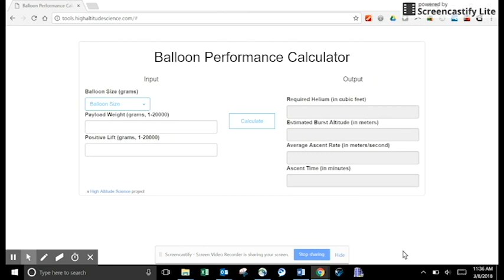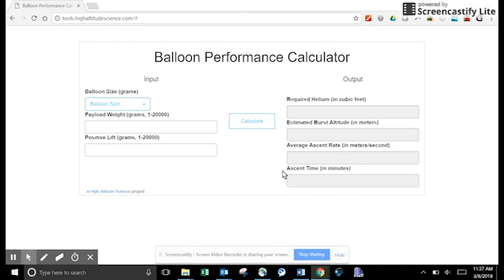So you, me, and whoever else is responsible for this feat in slow motion aeronautics will really need to use this tool, understand it, and with it, we will be able to determine the amount of helium that we need to put into our space balloon to do a lot of things, really. And by a lot of things, look at all the variables. We have balloon size, payload weight, positive lift, required helium, estimated burst altitude, average ascent rate, ascent time, all types of things.